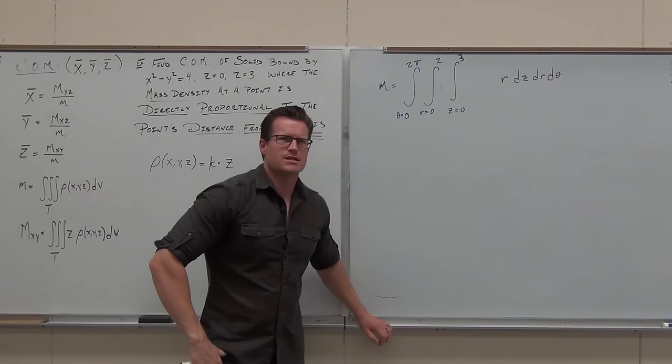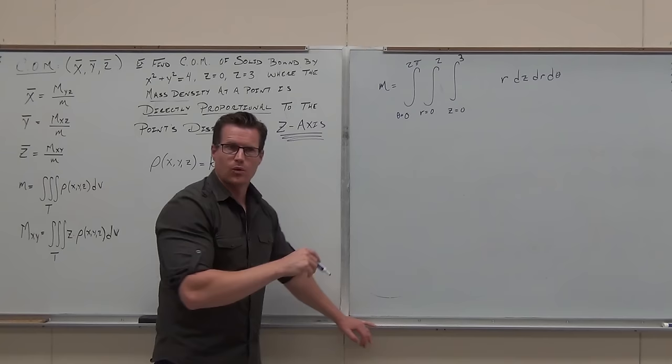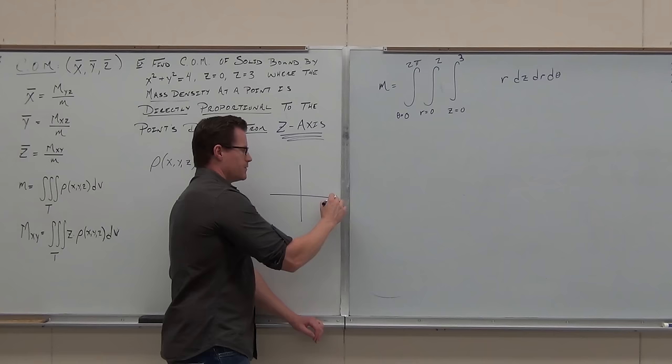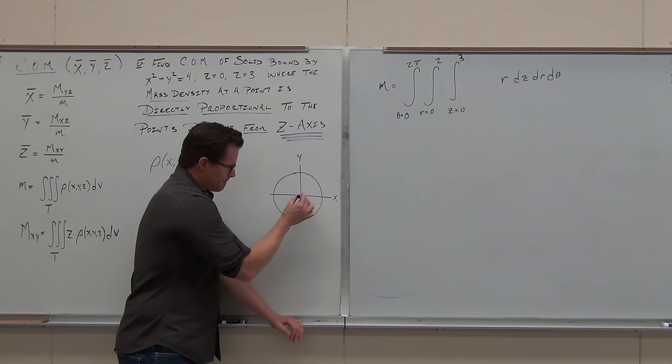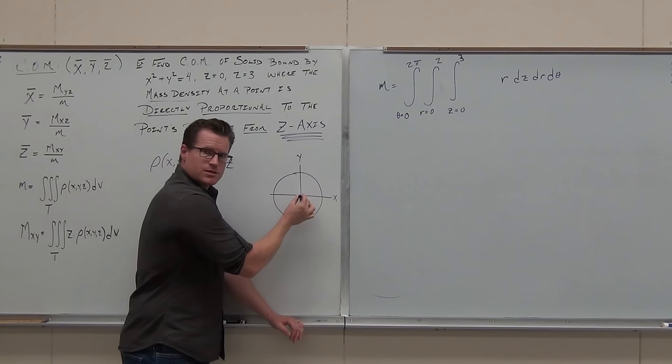What's the distance from the z-axis? What's the distance of something that's a cylinder? Where's the z-axis on this picture? How would you say the distance from the z-axis? In other words, the origin of the xy plane. R. Well, give me that.